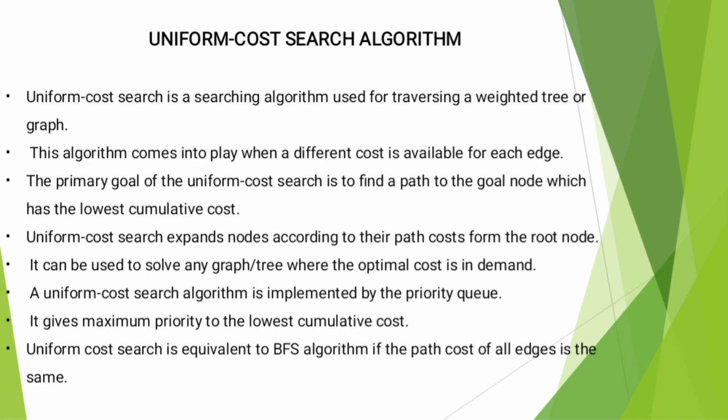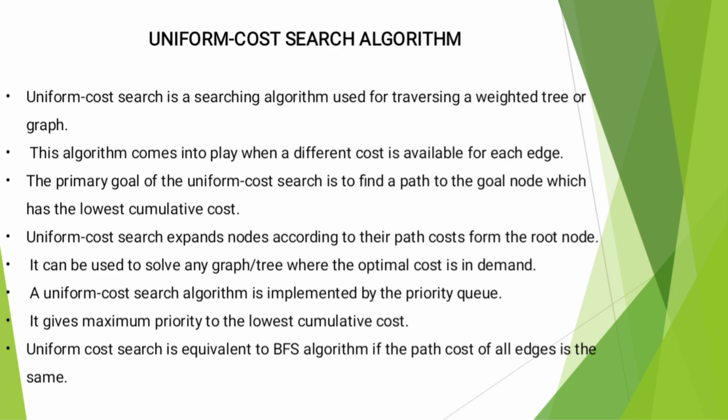The next one is the uniform cost search algorithm. Uniform cost search is a searching algorithm used for traversing a weighted tree or graph. The weight is either cost or distance. This algorithm comes into play when a different cost is available for each edge. The primary goal of the uniform cost search is to find a path to the goal node which has the lowest cumulative cost.